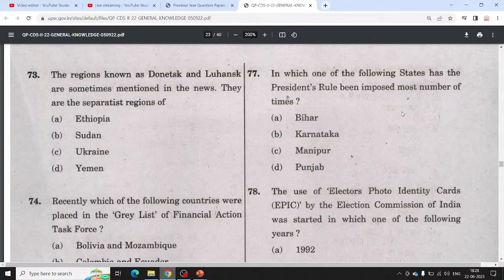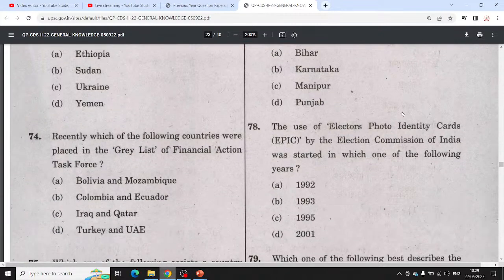Okay, so what I do, after the exam gets over, I'll ask for the question paper. If a guy is sending me the question paper, I'll check the first easy questions, whether he has attended them correctly. Two or three easy questions, if he is attending correctly, he cracks the exam. That's it. Okay, so look, now question number 77. In which one of the following states has President's rule been imposed the most number of times? They have given this. Answer is Manipur. And even now, what is the answer? Manipur. The tribal problem is going on, right? Okay.